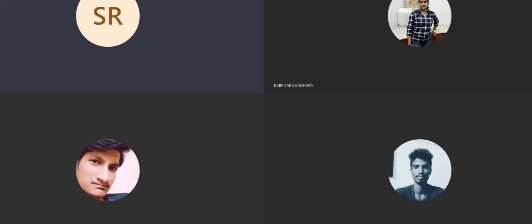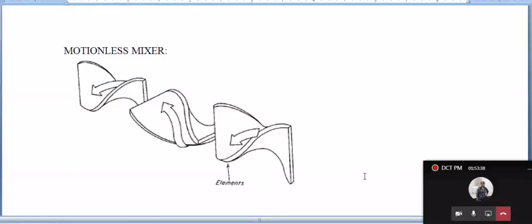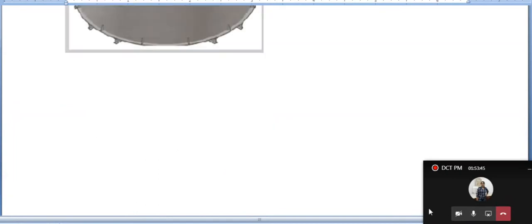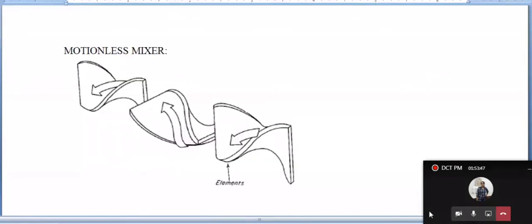Now let us go for the next topic, which is important for us. So now next topic is what? After seeing yesterday's diagrams, everything, now we go for the motionless mixer. The name sounds different. A motionless mixer, a mixer in which there is no agitator or anything present.